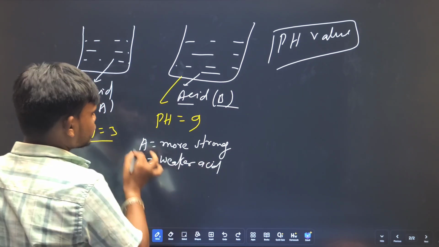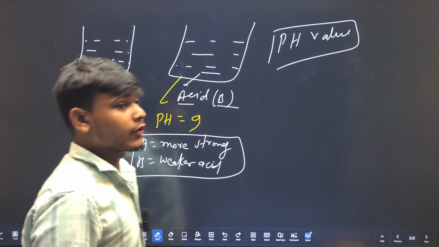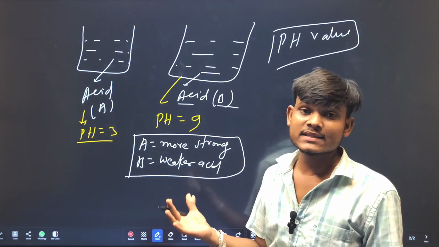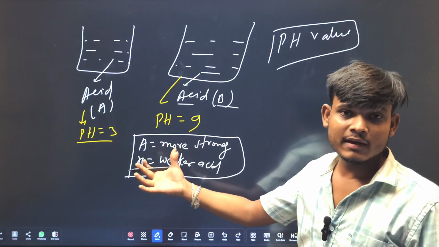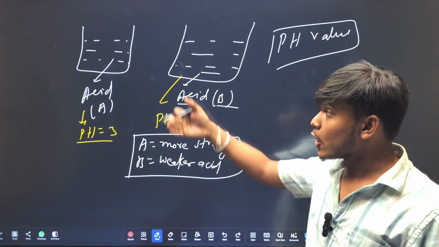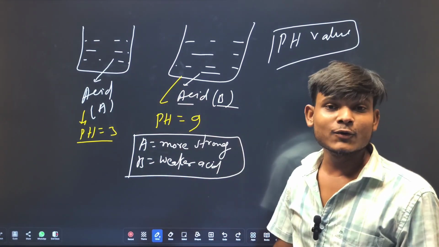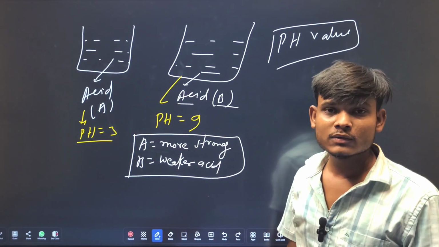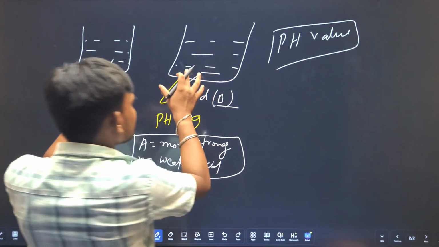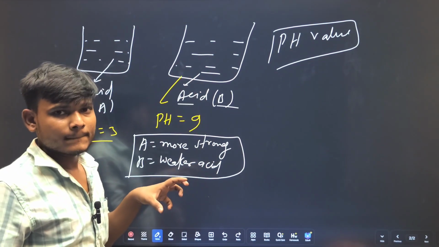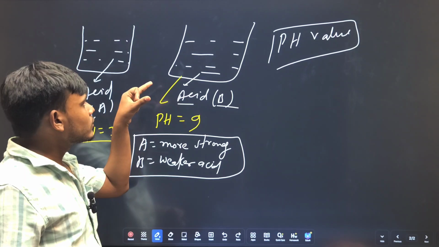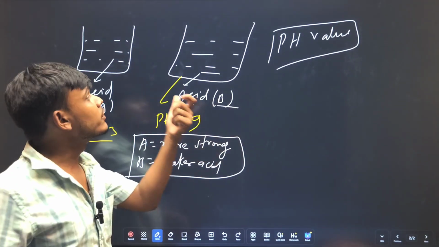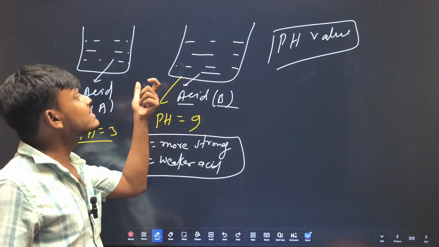So if we have to know the strength of acids or bases, I use the concept of pH value. But it is only possible when you know the pH value. But what if you don't know the pH value? Suppose you have two acids and you don't know the pH of both. Then how will you conclude which is more acidic or which is less acidic?